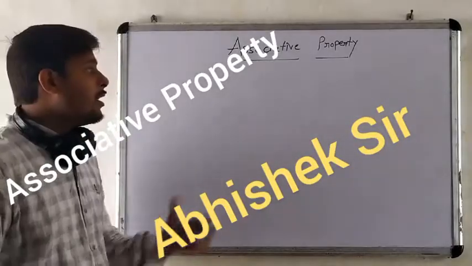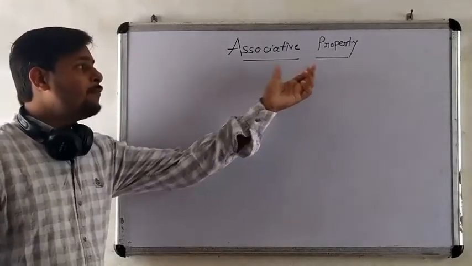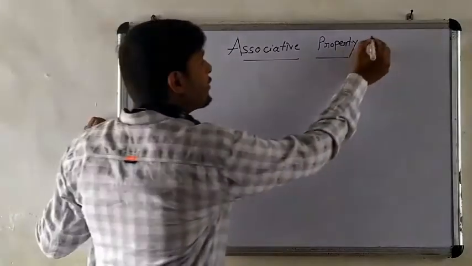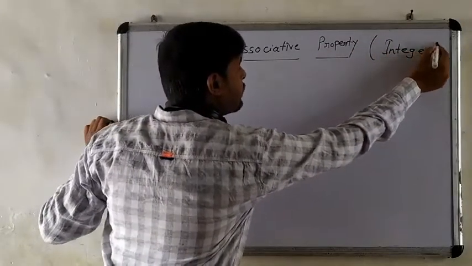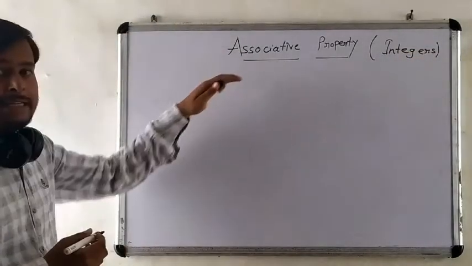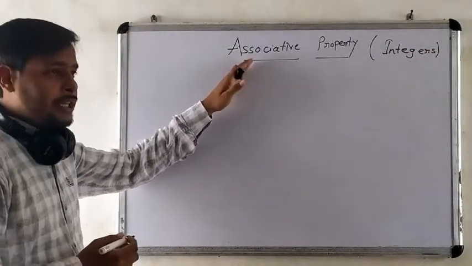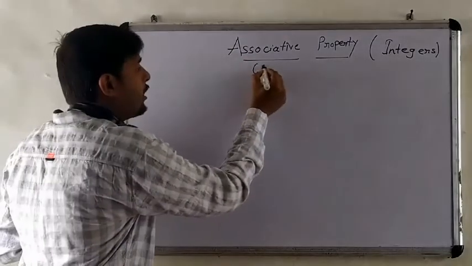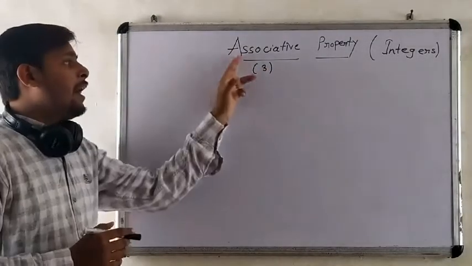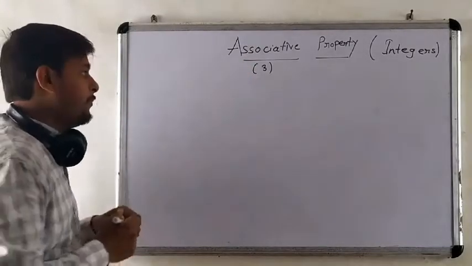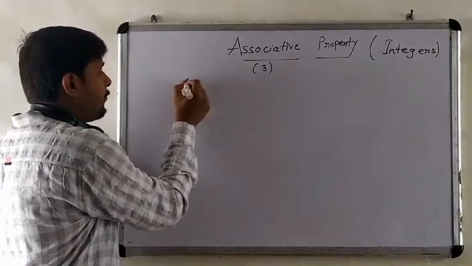Let us study a new topic, associative property for integers. We require at least 3 variables, 3 integers, to calculate associative property or to verify associative property.